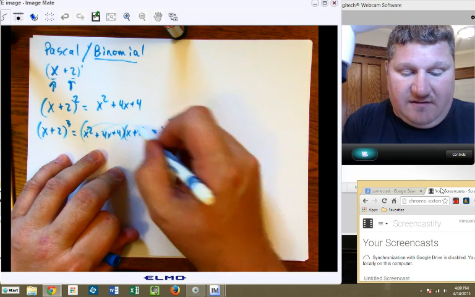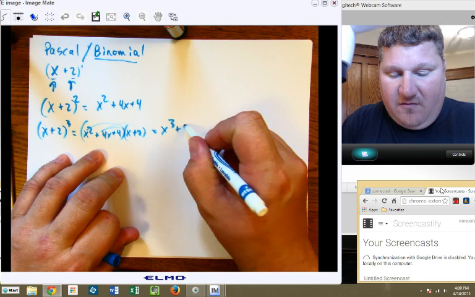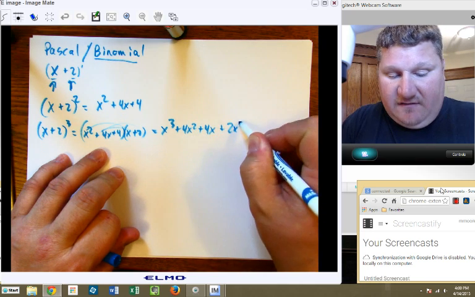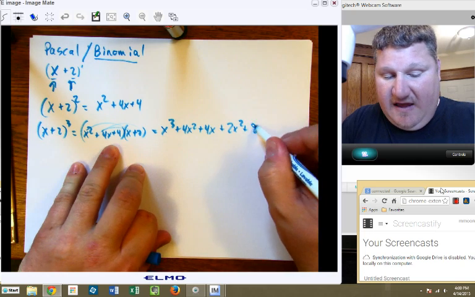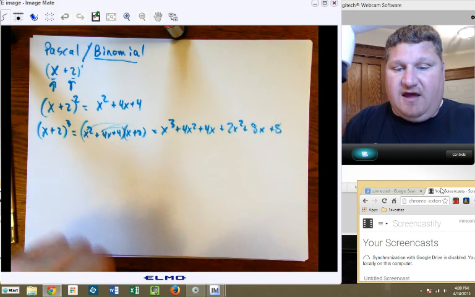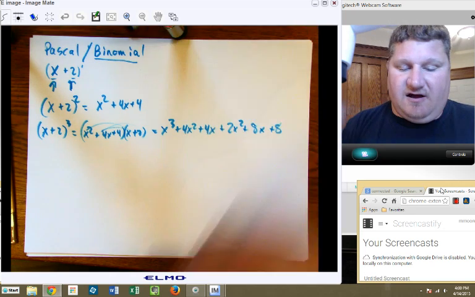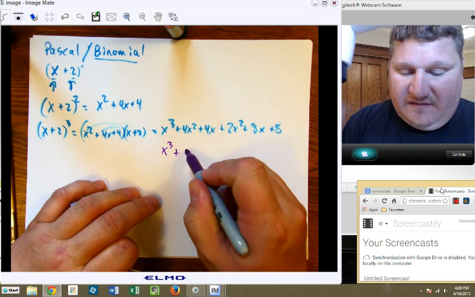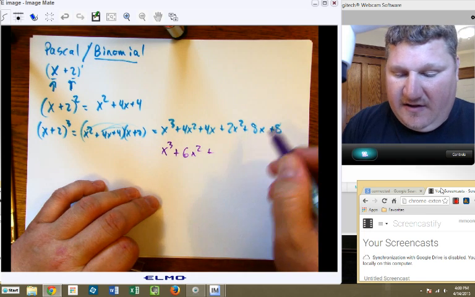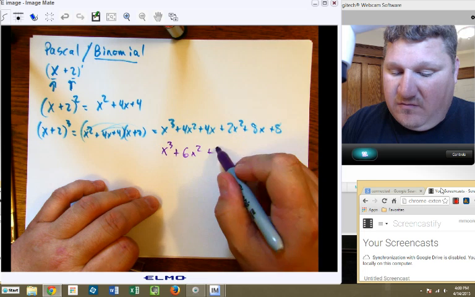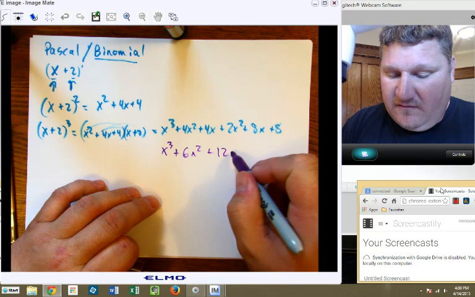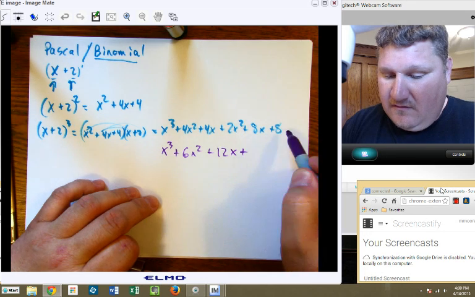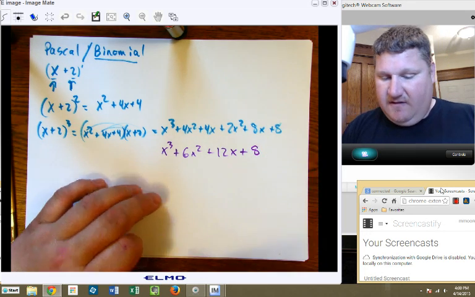So give it away, give it away, give it away. So I get x cubed plus 4x squared plus 4x plus 2x squared plus 8x plus 8. And if I simplify all of that down, I come up with x cubed plus 6x squared plus, we got 12x plus 8. Something in that ballpark.